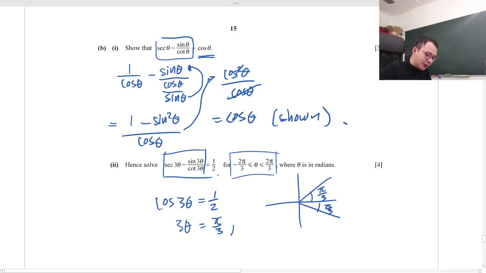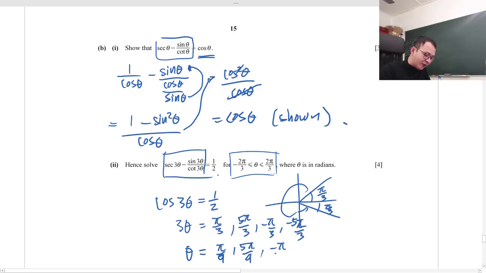Alright, so my second angle here should be 2 pi minus pi over 3, right? So which is 5 pi over 3. And my negative angle will be exactly the same, negative pi over 3 and negative 5 pi over 3. So in order to find the theta, I will divide 3 for every single one. Theta is pi over 9, 5 pi over 9, and negative pi over 9, and negative 5 pi over 9. Yep, this is how you get all the answer here.